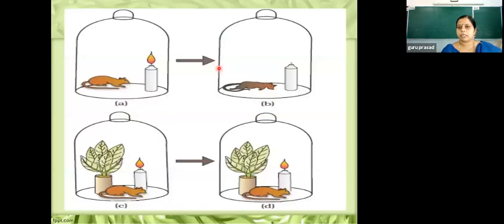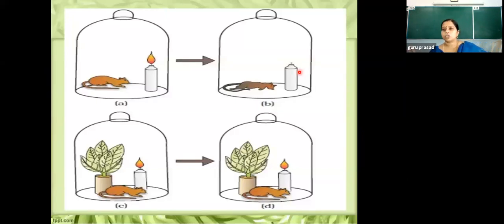Here is the experiment setup. Okay, so in this, he put a burning candle and introduced a mouse inside, and the entire mouse and burning candle were covered with a bell jar made of glass. Okay, so after some time, what he observed is the mouse died and the burning candle also turned off. Why has this happened? Because the oxygen found inside the bell jar is shared between the respiration of the mouse as well as the combustion of the candle.